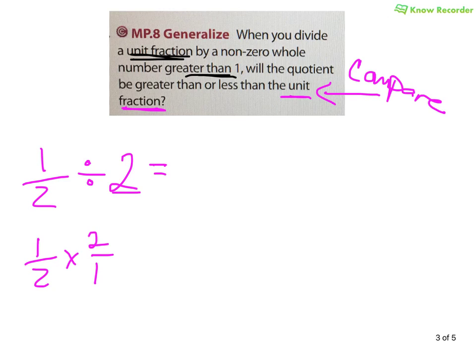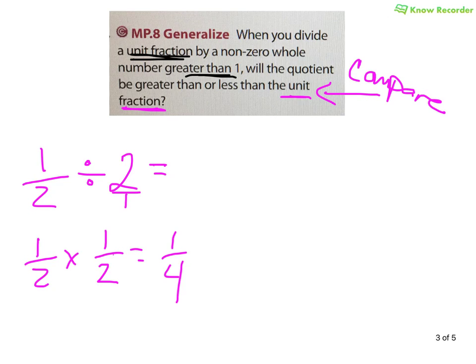So, if I solve this, inverse operations, multiplication, reciprocal fraction, whoops, I screwed up. Got ahead of myself writing. Where's the eraser? So 2 over 1 becomes 1/2.